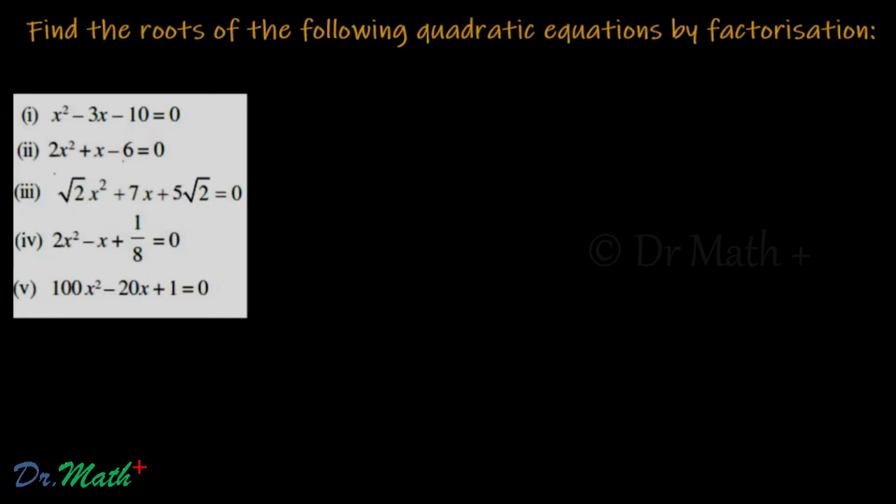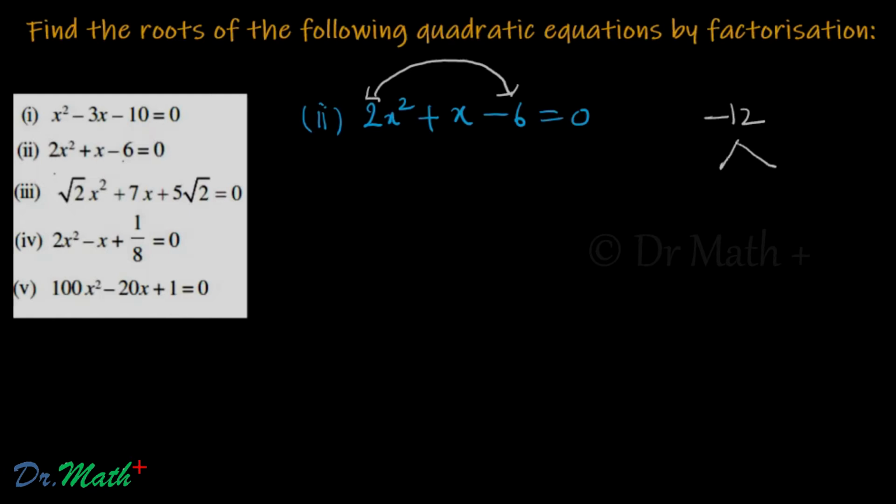Now let's see the second one, that is 2x square plus x minus 6 equals 0. As usual, I'll multiply coefficient of x square with a constant number. I get 2 into minus 6, that is minus 12. We will have to split this minus 12 in such a way that the product is minus 12, but the sum of these two numbers would give you plus 1.